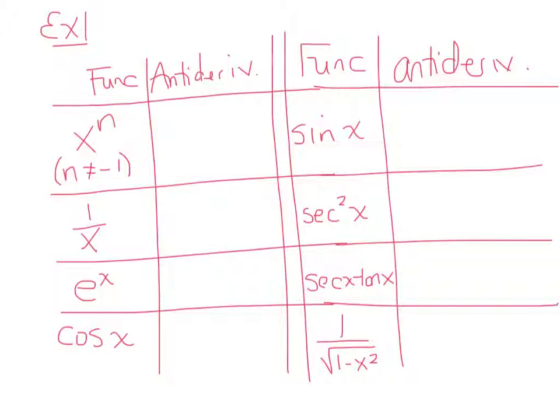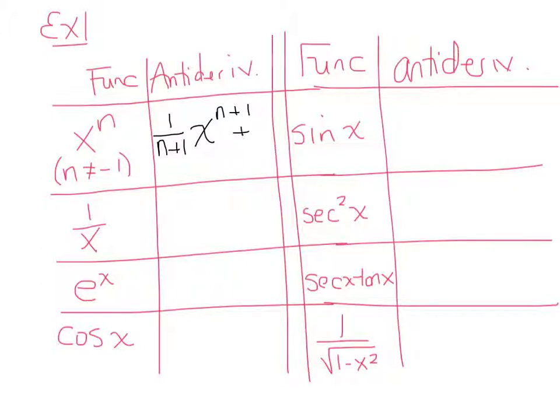So first we'll start with x to the n. When we take derivatives, remember we subtract 1 from our exponent, and we bring down our exponent and multiply it in the front. So here when we're doing antiderivatives, we'll do the exact opposite of that. We'll add 1 to our exponent, right, that'll be going backwards, and then instead of multiplying by the old exponent, we'll divide by that new exponent. So you'll get this 1 over n plus 1 out front.